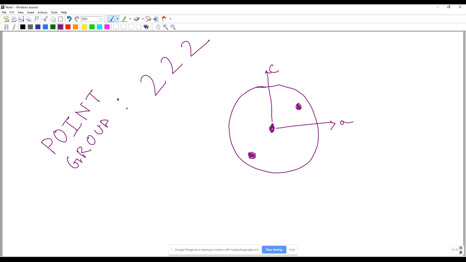By using the two-fold rotation axis parallel to the B axis, or perpendicular to the AC plane, we have got two equivalent points, this one and this one. Now if we have a two-fold rotation axis along the A axis, then this point will come here, and this point will go there.